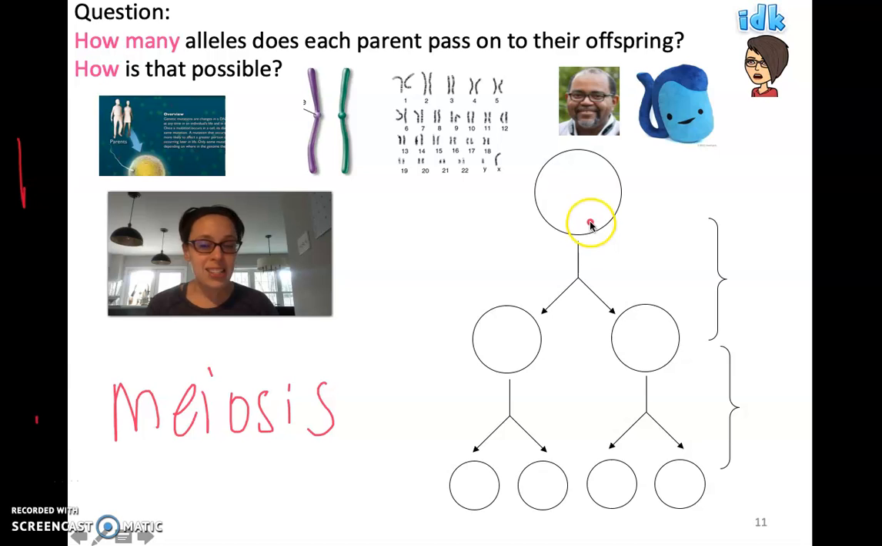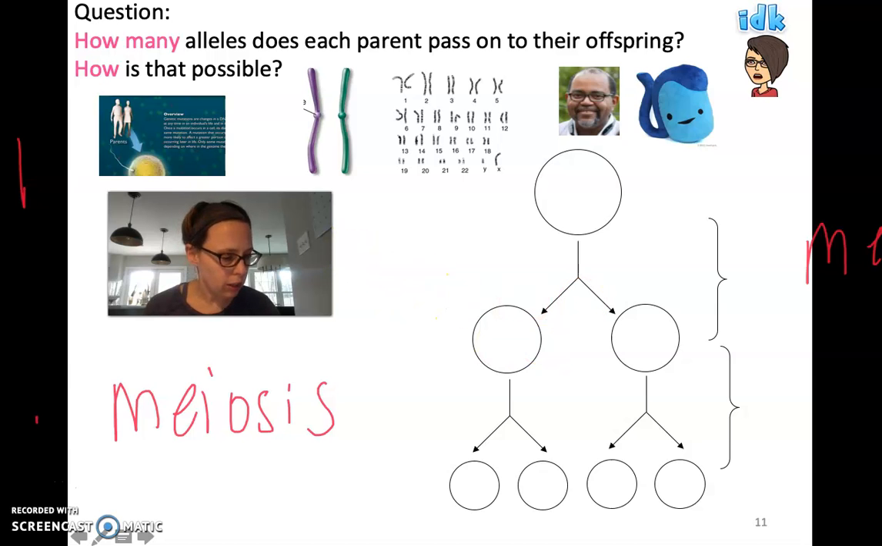Now you see that it's different from mitosis, right? Meiosis looks similar to mitosis right here, but as you can see, there's not only one division, there's two divisions. So what we have over here, we call this meiosis 1. I don't know if you can read that.